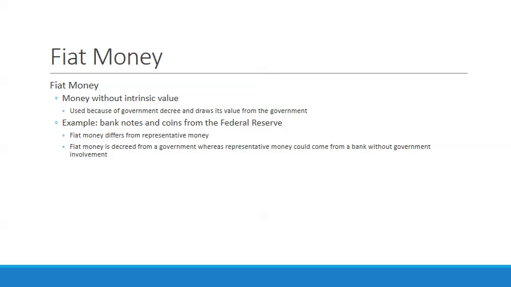Fiat money, on the other hand, is only printed by the government. Counterfeiting is illegal because they're trying to control the amount of money there is based on those inflation rates. They're printing money, and the value of that money is simply based on the value of our economy. So when our economy goes into a recession, it's understandable that the value of the dollar decreases. So fiat money itself has no intrinsic value.